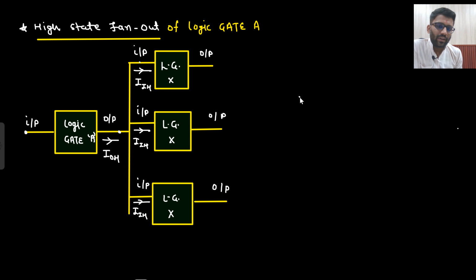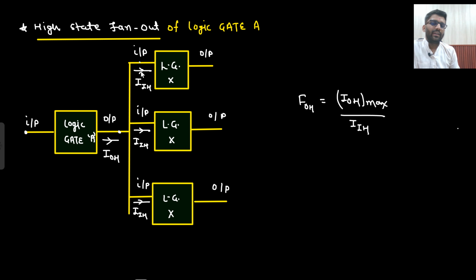So what would be the simple formula of fan out? Here I will be writing fan out in high state. So that would be IOH maximum, the maximum current it can provide. Let's just say it is 20 milliampere, and what is your IIH, how much current it needs. If it needs 5 milliampere, then 20 by 5.